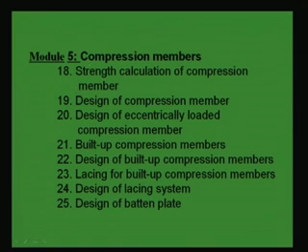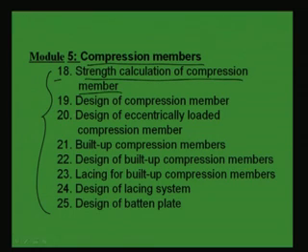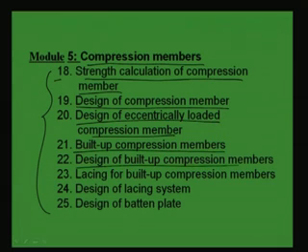In module 5 we will discuss compression members, which consists of 8 lectures, right. In lecture 18 we will discuss strength calculation of compression members, then 19 design of compression members, 20 design of eccentrically loaded compression members, 21 built-up compression members, 22 design of built-up compression members, 23 lacing for built-up compression members, 24 design of lacing systems, and 25 design of battened plates. So, all these things we will be covering in module 5.